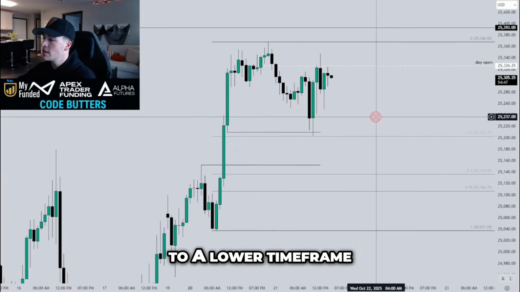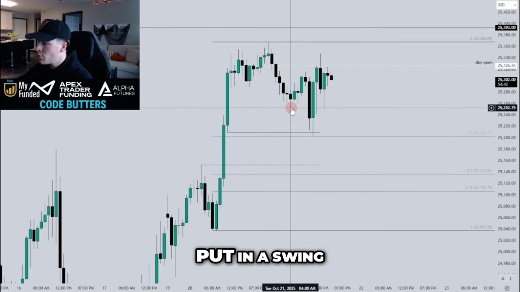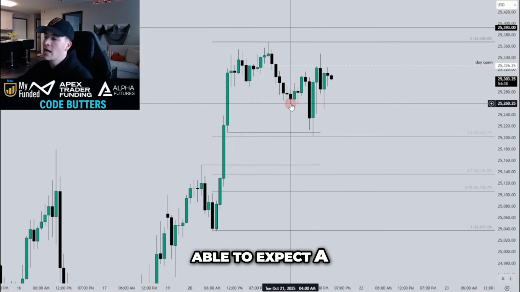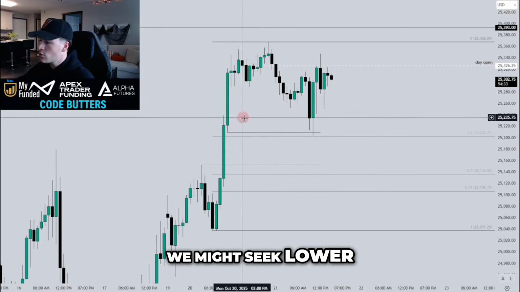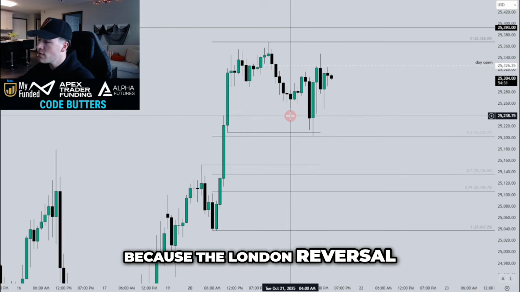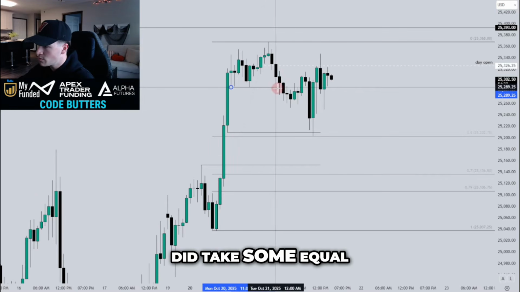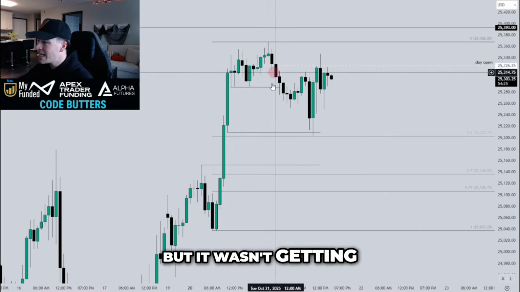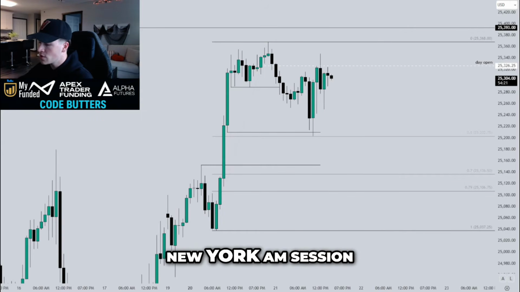If we drill down to a lower time frame, for which this is the hourly, you can see we put in a swing low here in London, which some might be able to expect a London reversal into New York continuation, but I thought that we might seek lower into the 4-hour because the London reversal is still in premium. Yes, I understand that it did take some equal lows here, but it wasn't getting the pop back up that you would anticipate for more expansion into New York AM session.